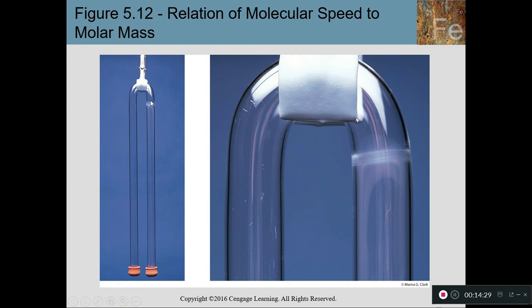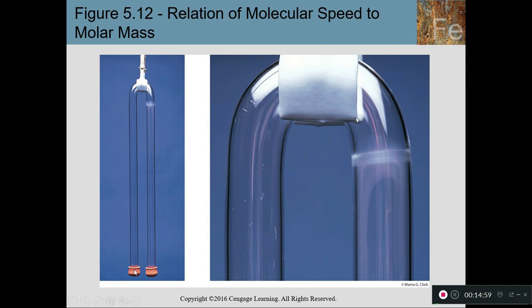Well, let's think about which molecule is which. HCl, Cl has a molar mass of around 35, plus 1 for the H, that's 36. As opposed to ammonia, NH3, nitrogen has an atomic mass of 14 plus 3 hydrogen, so it's 17. Hydrochloric acid has a molar mass of 36, and ammonia has a molar mass of 17. Ammonia is smaller.